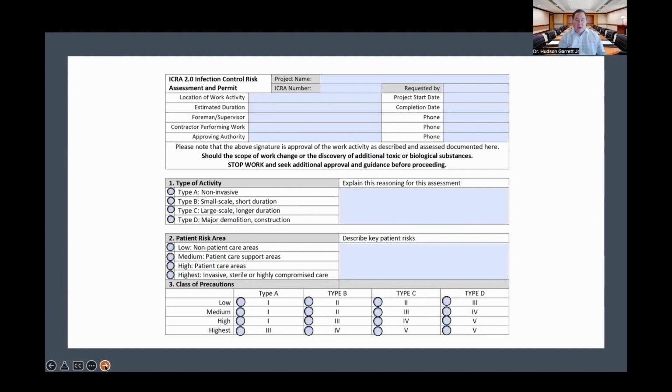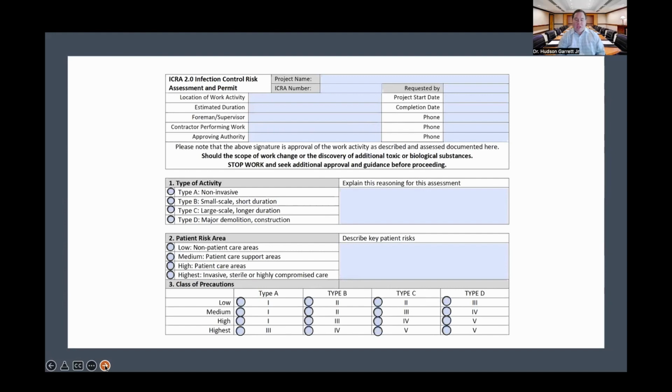Is it going to be type A, non-invasive, type B, the small scale, short duration, type C? Now we're jumping up to that large scale or longer duration. And then type D is always going to be considered that major demolition or construction. You want to put your rationale. That is important. I would encourage you to have somebody else double check this. Don't do this in a vacuum. Do it with multiple different parties so that you're coming together as a team and you're looking at this from all different lenses to ensure that you're addressing any potential patient safety risk that might cause harm.